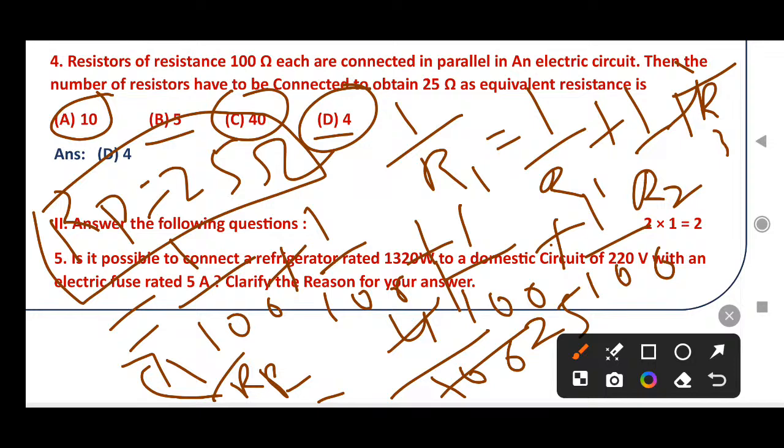See, resistors of a resistance 100 ohm each are connected in parallel in an electric circuit. The number of resistors to be connected to obtain 25 ohm. Here we got 25 ohm as equivalent resistance. How many resistors did we connect? Total 4. So option D is the right answer.